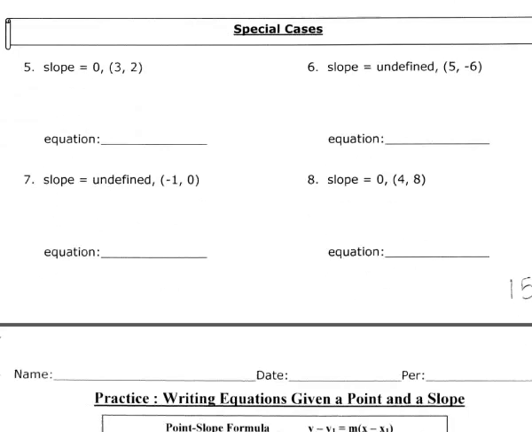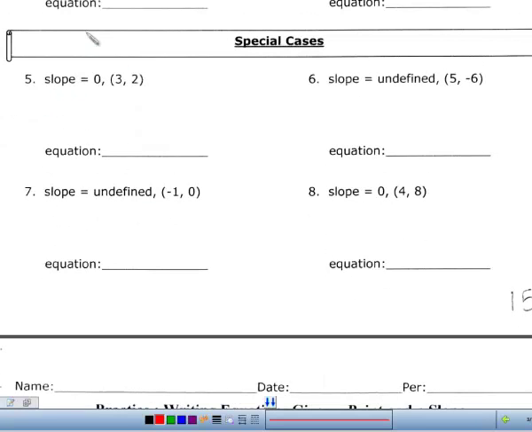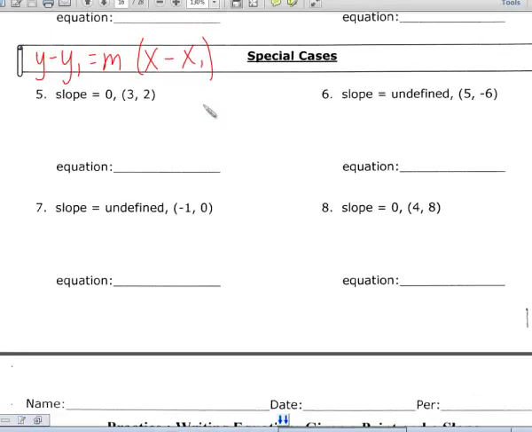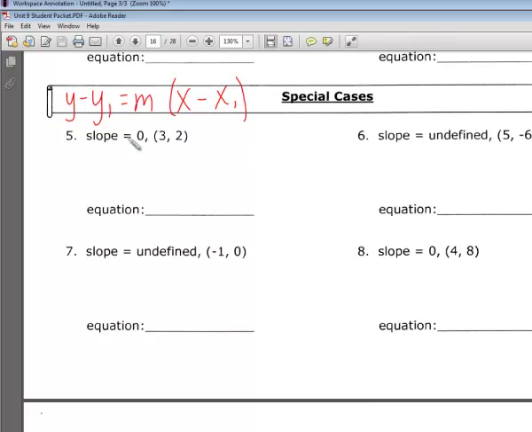Okay, we are going to scroll down just a little bit and look at these special cases. So again, I'm going to rewrite my equation up here. y minus y1 equals m times x minus x1. You have that written at the top of your paper currently. Okay, so y minus my y1, which is 2, equals m, which is my slope. So my slope is 0, times my x minus this x right here, which is 3.